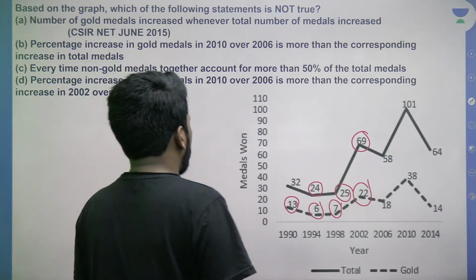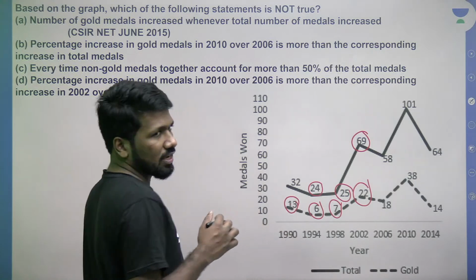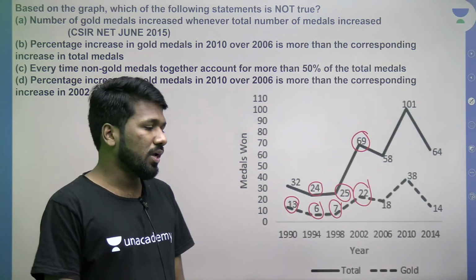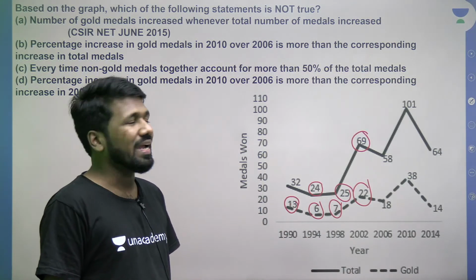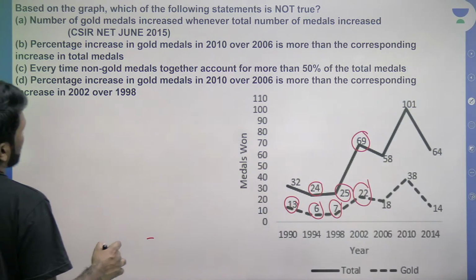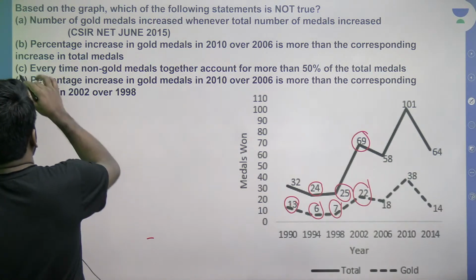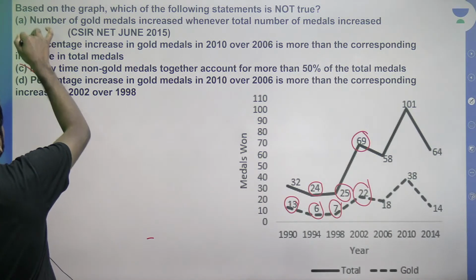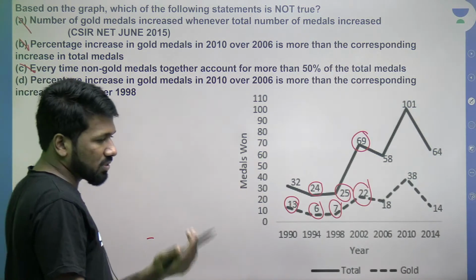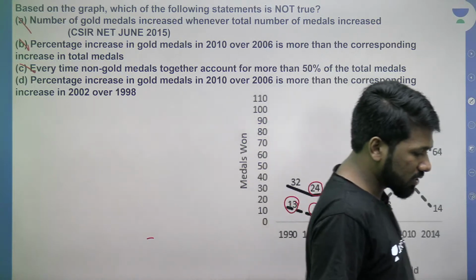So to check whether non-gold is more than 50%, it is enough to check whether gold is less than 50%. That is the idea. So option C is clearly a true statement. हमें true statement नहीं चाहिए, इसलिए option C को भी eliminate कर सकते हैं. A, B, C eliminate किया तो D option सही होना ही चाहिए ना.